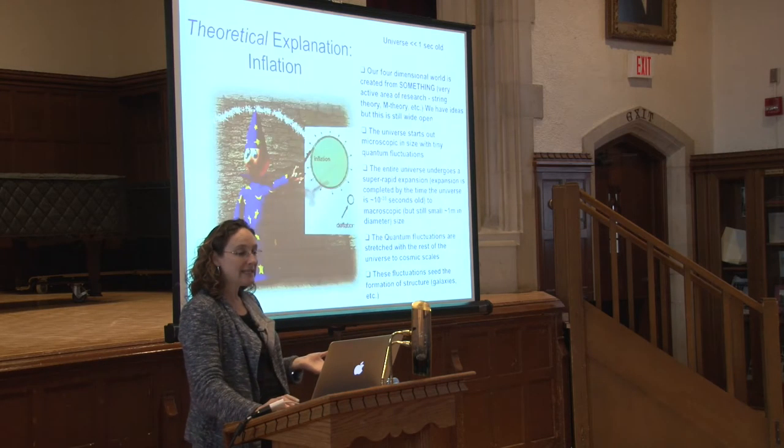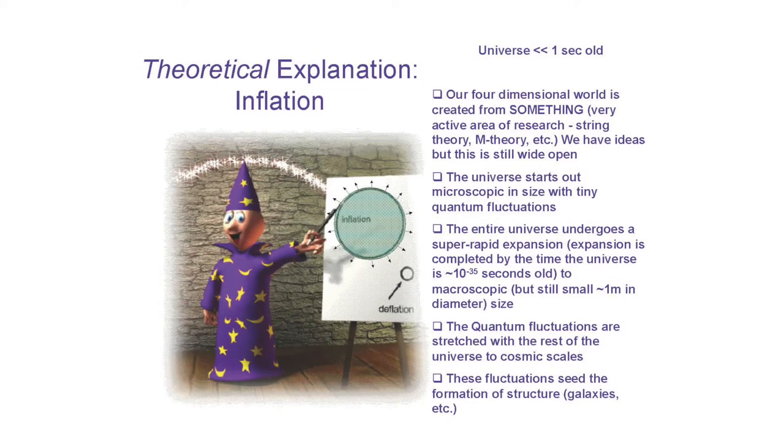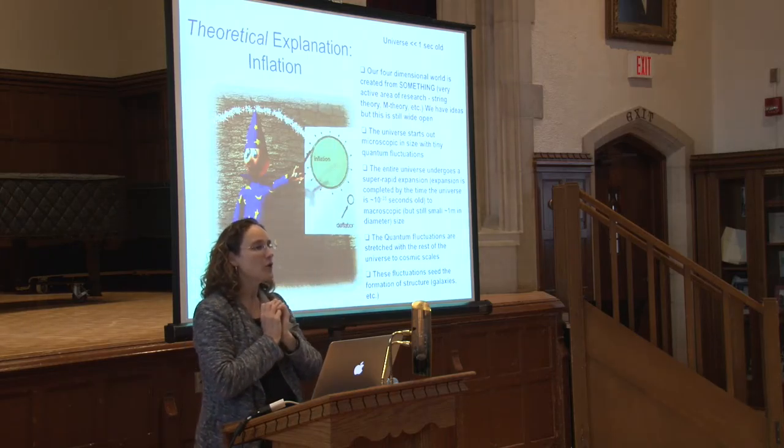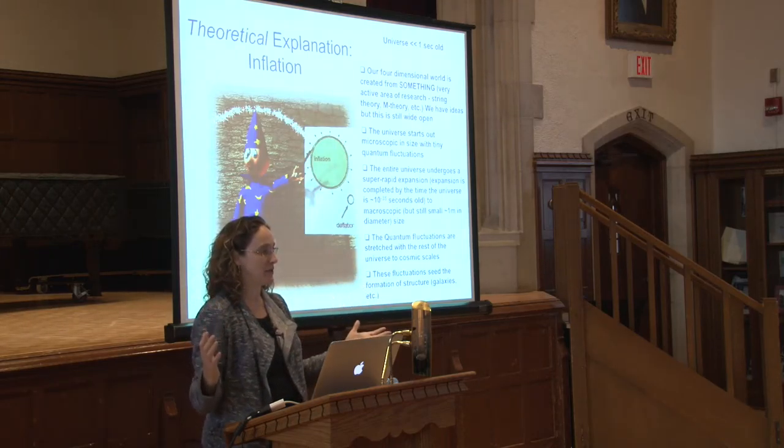So there's this crazy idea. So there's a theoretical explanation that does remarkably well. Okay, so there's something called inflation. And the idea here is that our four-dimensional world is created from something. Where exactly it's created is a very, very active area of research in string theory and M theory, et cetera, but we don't know the answer. But the idea is the universe starts out tiny with microscopic fluctuations. And then the entire universe undergoes a superluminal expansion.